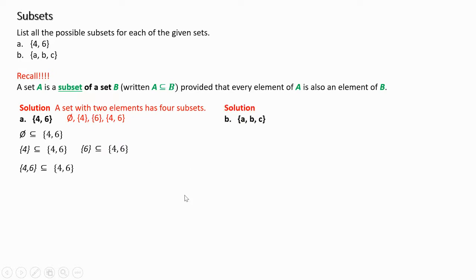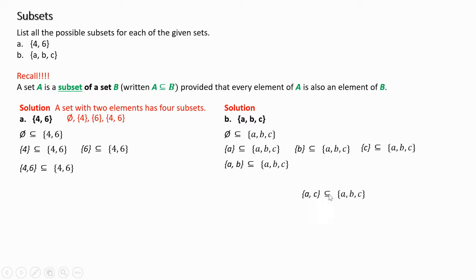Now let's try B. We start with the empty set. The empty set is a subset of the set A, B, and C. Set A is also a subset of the set A, B, and C. And set B is a subset of the set A, B, and C, and also set C. I do them here in pairs, guys, because it's always good to have some kind of order. I start with the empty set, then I'll start with 1, and then I'm going to start with 2 of them. So the set AB is a subset of the set A, B, and C.